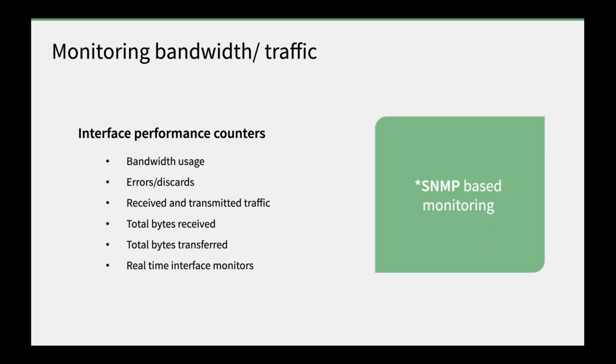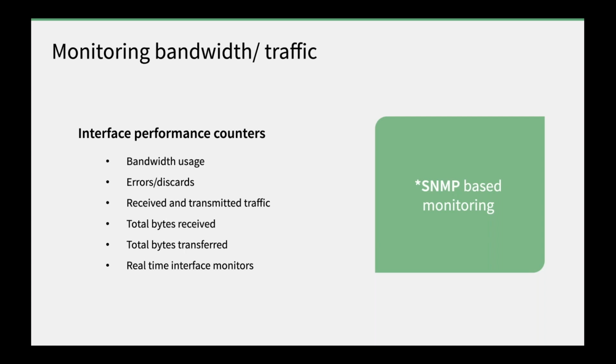When it comes to monitoring the interfaces in OpManager, we offer you to monitor all these metrics: bandwidth usage, which is also the utilization of the interface, errors and discard rates flowing through the interface, and received and transmitted traffic. You can also monitor the total bytes received as well as the total bytes transmitted, and there is also an option for monitoring the real-time interface monitors.